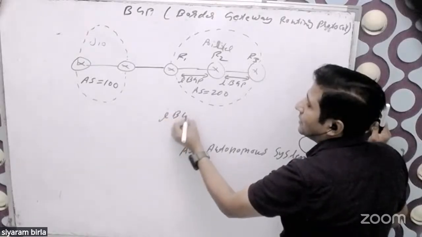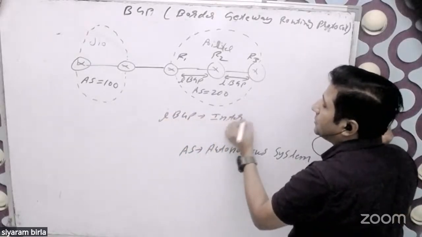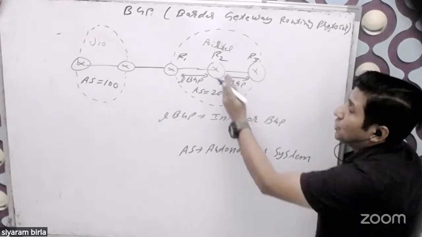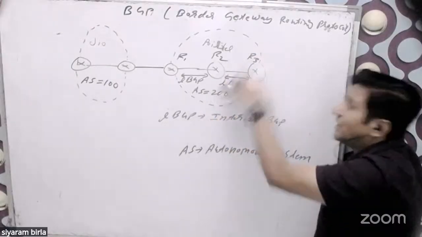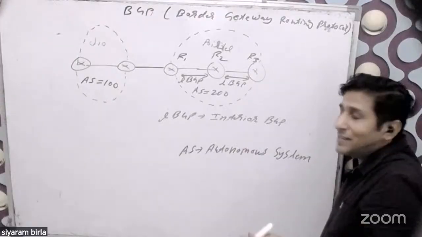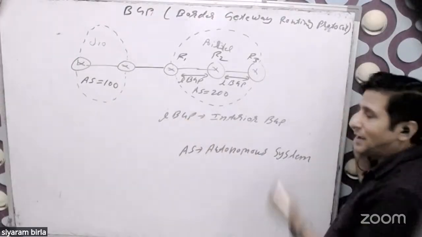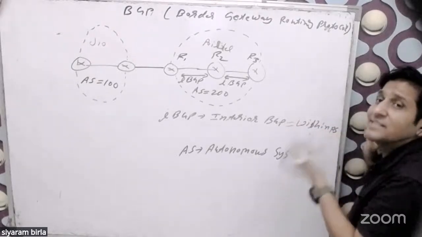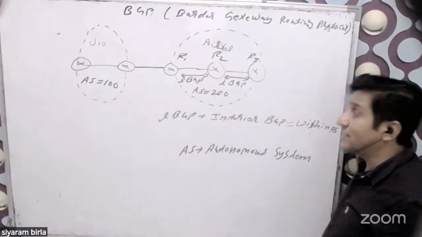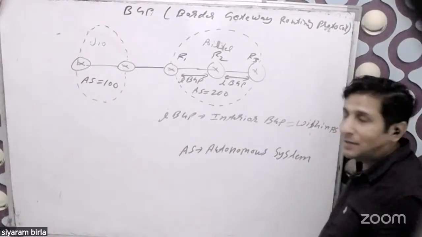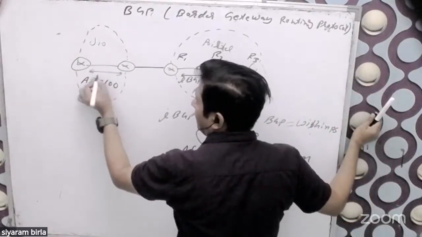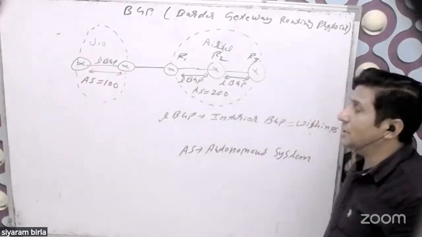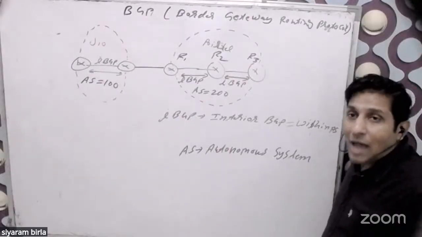What do you mean by IBGP? IBGP means interior BGP. Interior BGP means this BGP is running within the AS, or inside the AS. If any BGP runs inside the AS, that is called IBGP.